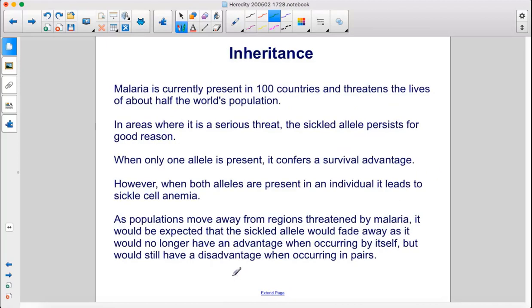Malaria is currently present in 100 countries and threatens the lives of about half the world's population. In areas where it is a serious threat, the sickled allele persists for good reason. When only one allele is present, it confers a survival advantage. However, when both alleles are present in an individual, it leads to sickle cell anemia. As populations move away from regions threatened by malaria, it would be expected that the sickled allele would fade away, as it would no longer have an advantage when occurring by itself, but would still have a disadvantage when occurring in pairs.